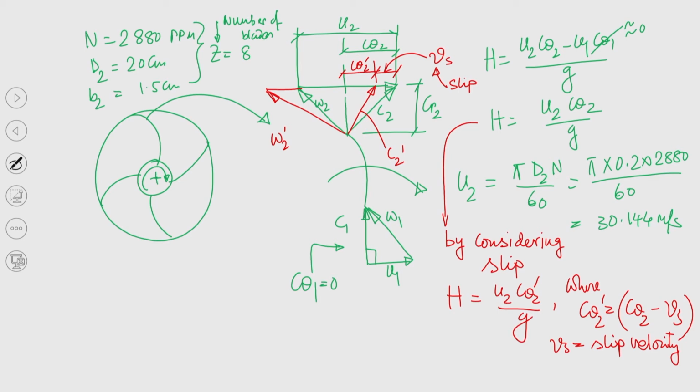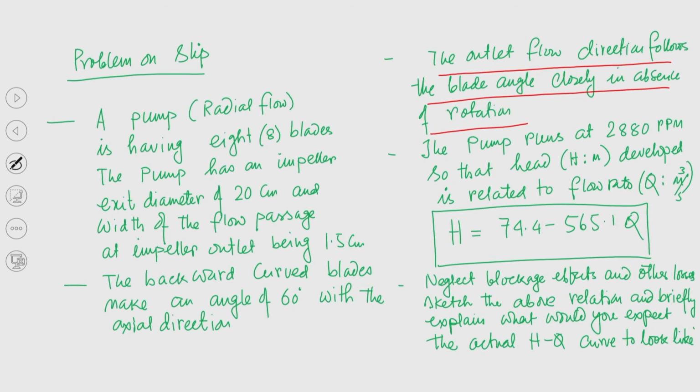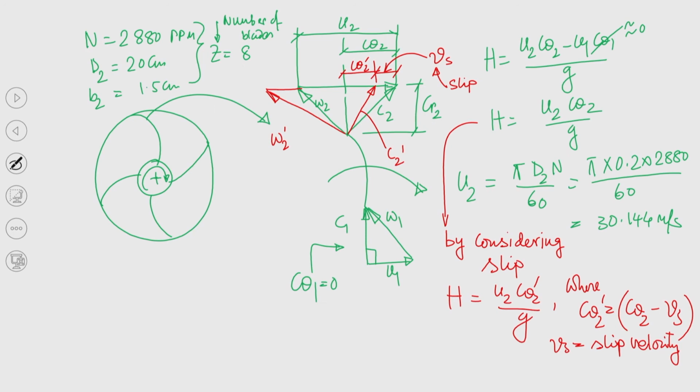Okay. Now, what is given? If we go back to the problem statement, the backward curved blades make an angle of 60 degree with the axial direction. So, this is the axial direction for the pump, because the axial direction is like this, right. So, this angle is 60 degree, this is alpha 2 prime, right.